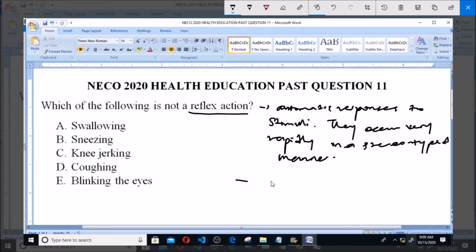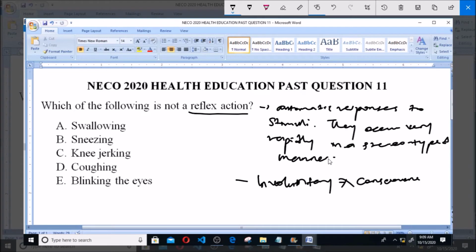Like I said, they are involuntary. The reflex actions are involuntary. So they do not require consciousness. They do not require one's consciousness.